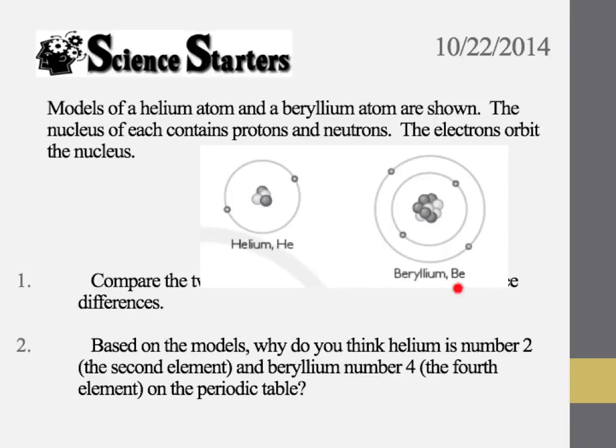The text part is cut off, unfortunately. Basically, I'd like you to compare these two models and come up with two similarities and two differences for them. And then I'd also like you to think, based on those models, why do you think helium is number 2, the second element, and beryllium number 4, the fourth element of the periodic table? So we're going to pause here, take 5 minutes, see if you can figure that out, and we'll discuss it, and I'll have you share your ideas in just a moment.